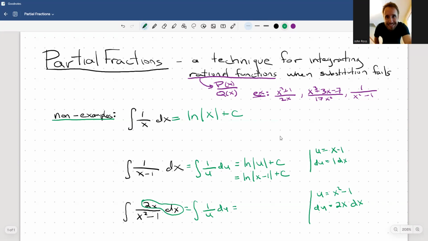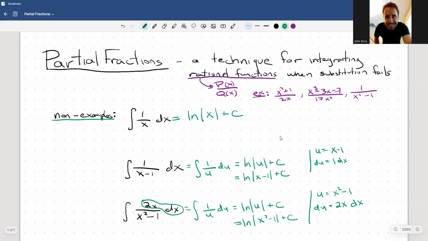And now our integration is exactly the same. The antiderivative of 1 over u is the ln of absolute value u. And again, we can end by substituting back in. We have ln of u, which is really ln of absolute value x squared minus 1 plus c. So a very similar process to the problem above it.